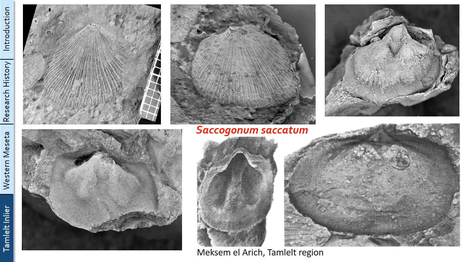An even younger biostratigraphic marker comes from near the Maxim El Arish ridge, near the southern rim of the Tamlelt Inlier, where the Czechoslovakian paleontologist Vladimir Havlicek in 1971 described the Billingsellid brachiopod Sacogonum saccatum. This genus is also known from the central Anti-Atlas and from the Moroccan Meseta, where it is found in the strata of Bb and H.